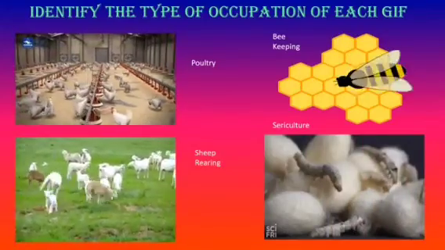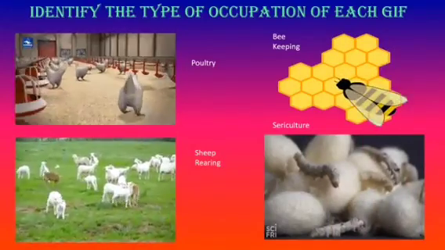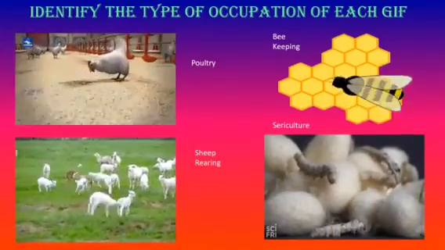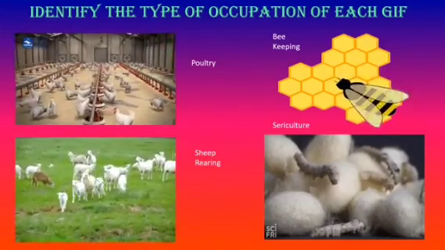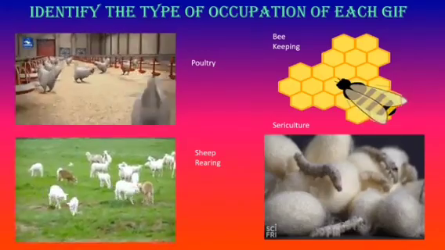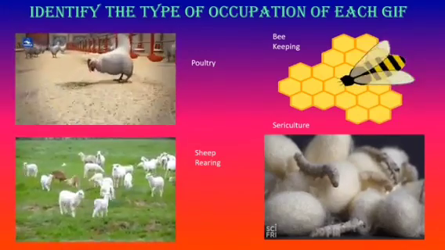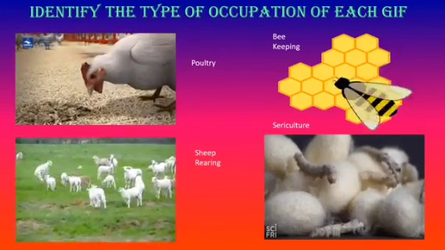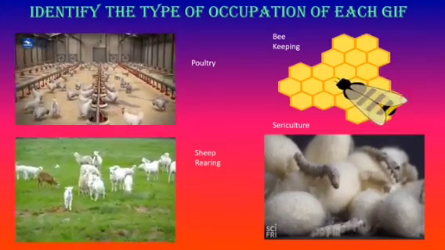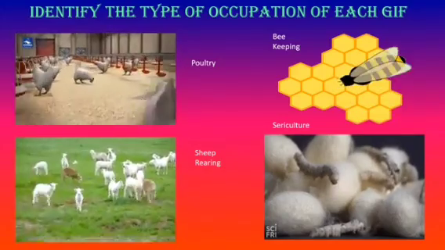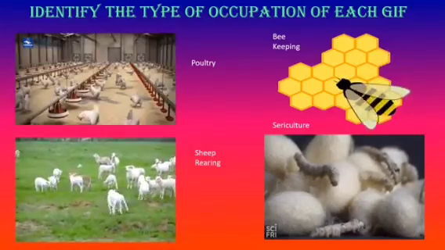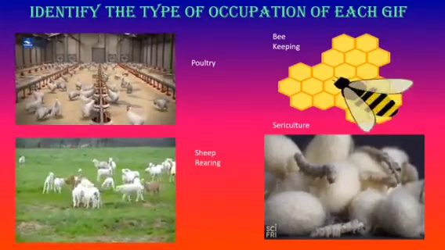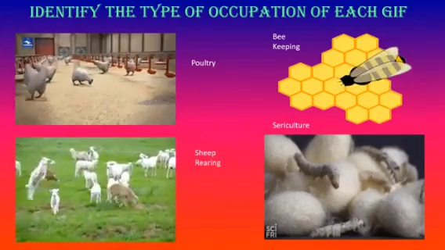Let's see the next assignment. What type of occupation is there on the screen, children? Yes, you can see the hens pecking away. So that is poultry. You can see the bee in a beehive. So that is beekeeping. Also honey collecting. You can see those little lambs jumping, isn't it, happily? That is sheep rearing. And you can see the small silkworms coming out of their cocoon. That is sericulture.